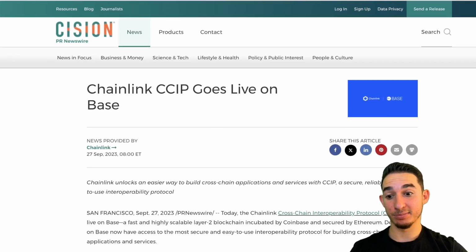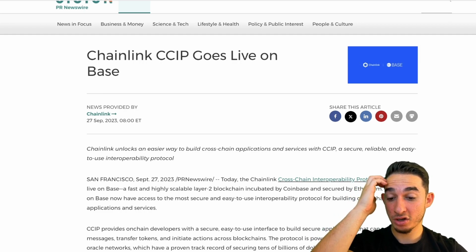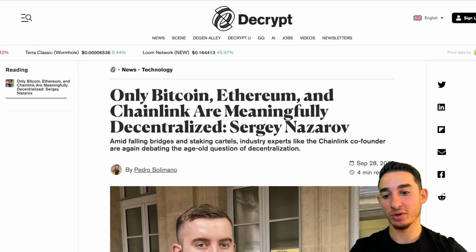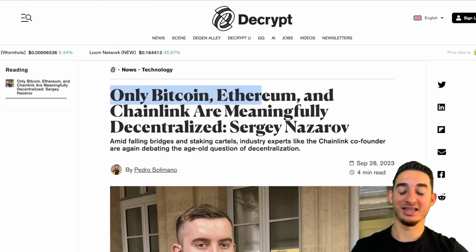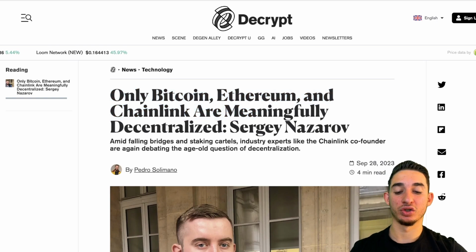And why is this bullish? Well, Chainlink CCIP goes live on Base. So Cross-Chain Interoperability Protocol goes live on Base. Chainlink unlocks an easier way to build cross-chain applications and services with CCIP. So obviously this is pretty bullish. Of course this text right here is a little bit biased, but it did come out just an hour ago: only Bitcoin, Ethereum, and Chainlink are meaningful decentralized, says Sergey Nazarov.